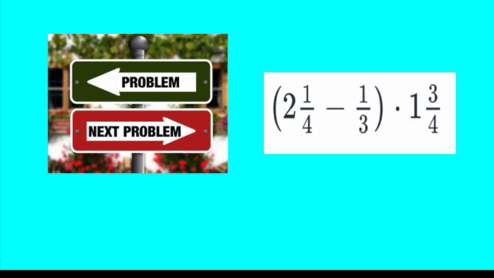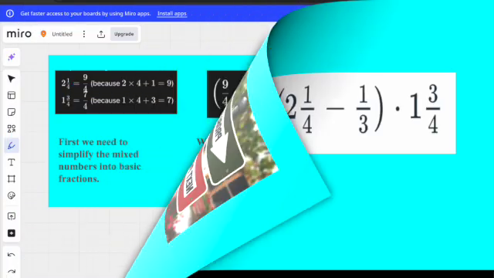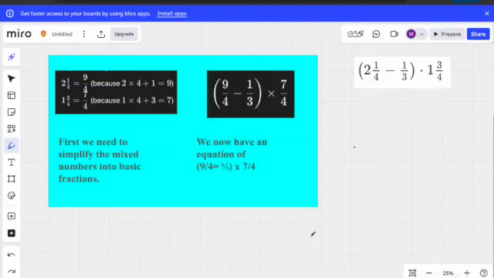The next problem we will do together is 2 1/4 minus 1/3 times 1 3/4. Let's begin. Okay, so first we need to simplify the mixed number portions of our problem. We'll take that 2 1/4 first, and we're going to multiply 2 times 4 plus 1. Gives us a 9 over 4.